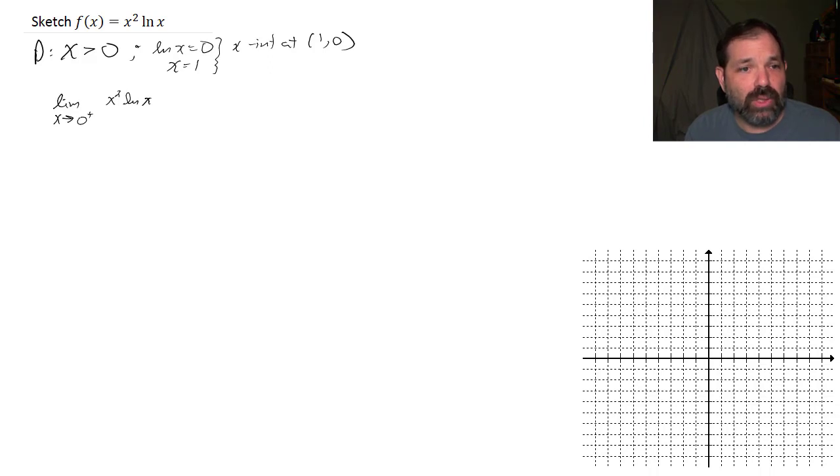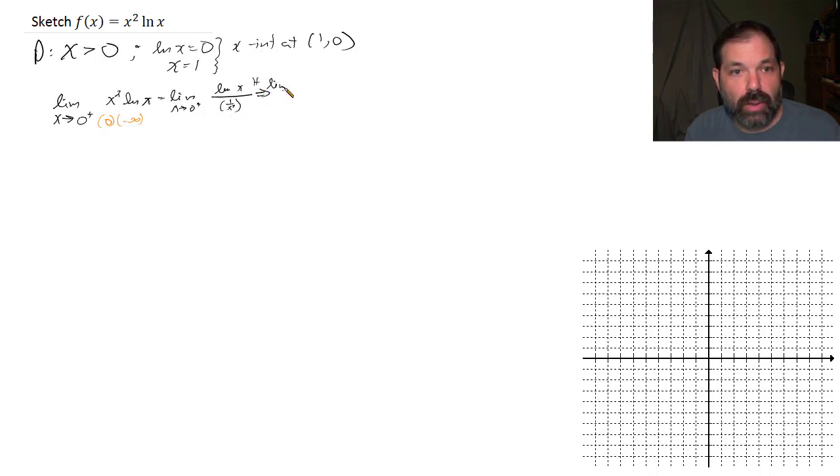Now, if we were to try a direct substitution, x squared would go to 0. Natural log x, as x approaches 0 on the right, would go to negative infinity. And so that's an indeterminate form. 0 times infinity is an indeterminate form. So we have to adjust this so we can apply L'Hopital's rule. So I'll rewrite this as the limit with x approaching 0 on the right of natural log x divided by 1 over x squared. And now this fits the form of infinity over infinity, negative infinity over infinity. And so now I can apply L'Hopital's rule.